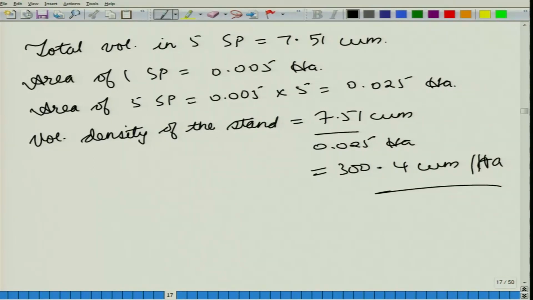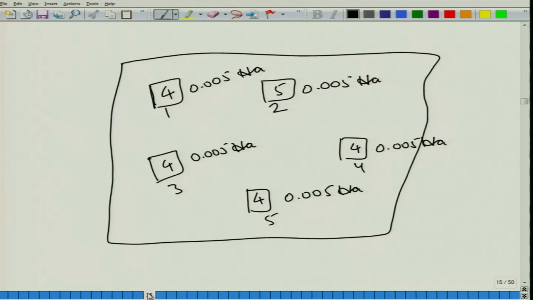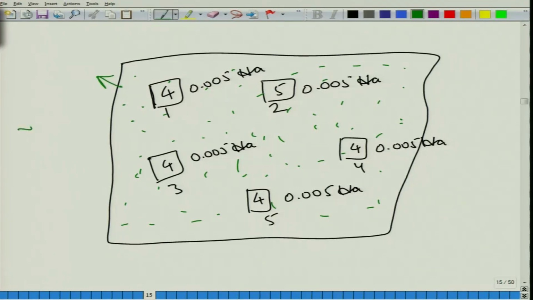So, just by summing up the volumes of the trees in different sample plots, we can find out the stand density. Now, that stand density is considered to be a constant stand density for the whole of your stand. Because we have taken an average of different sample plots, we can consider that to be the average stand density. So, the average or volume density is 300.4 cubic meter per hectare.